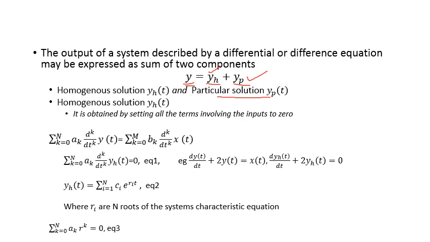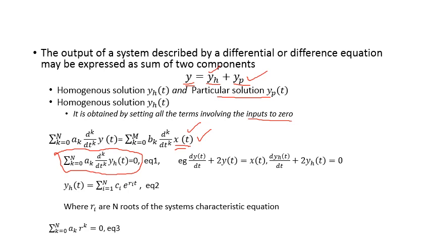So what is the homogeneous solution? The homogeneous solution of the differential or difference equation is obtained by setting all the terms involving the input to 0. So if we set all the terms involving input to 0, the solution we obtain is the homogeneous solution. And if you look at the previous differential equation, the input is x of t. So if we replace x of t by 0, we get this equation, which we denote by equation 1.